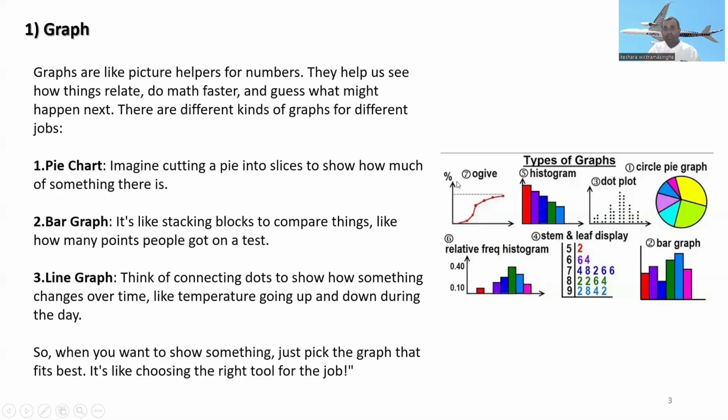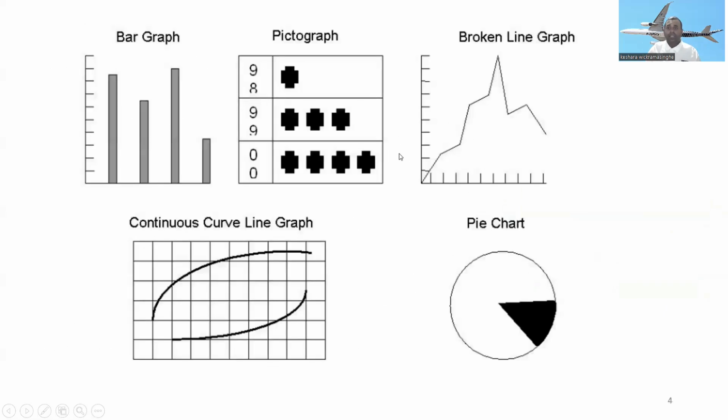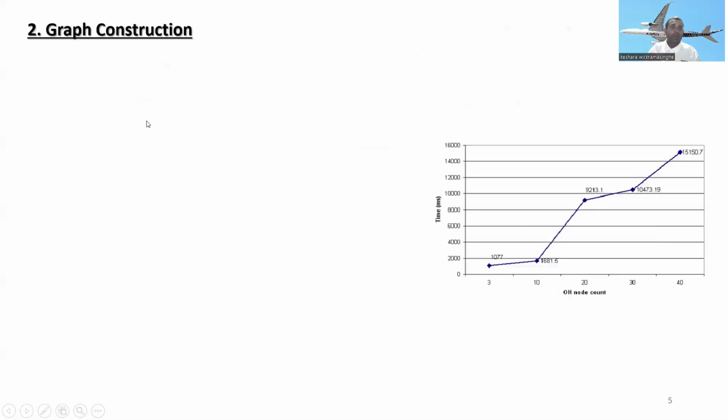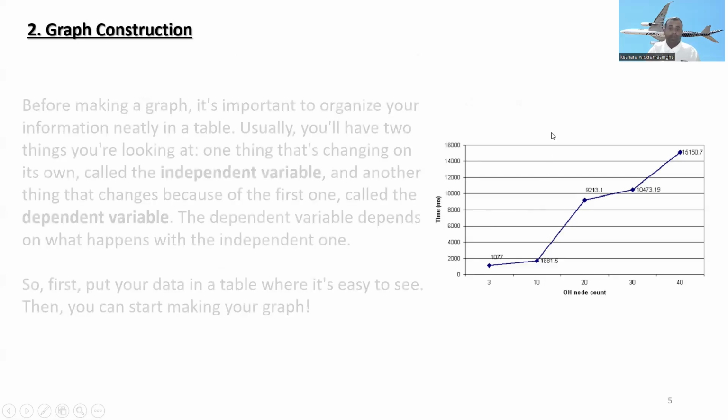You can see there are types of graphs. You can see the line graph, here is the bar graph, here is the pie chart. Here are the examples. Here is the bar graph, and here is the pictograph. This is the line graph, here is the continuous curve line graph, and this is the pie chart. Now let's go to number 2, graph construction.